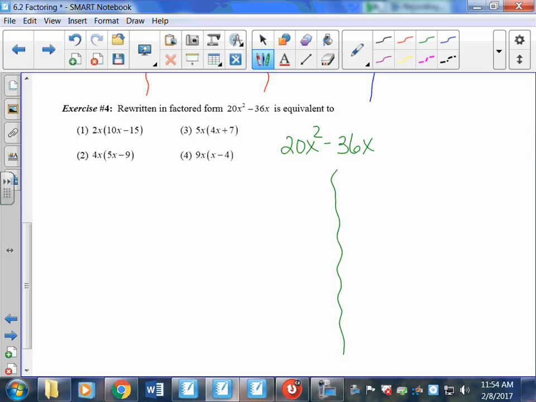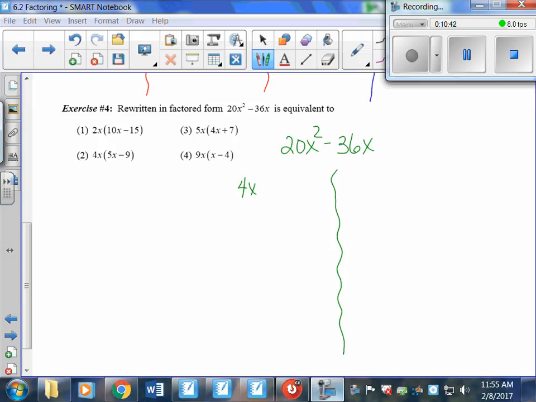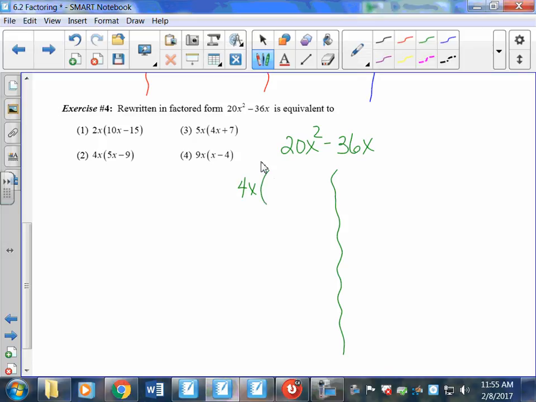So if we take out that 4 and the x, so taking out the 4x, let's see, what else do we have? So if we divide each of these by 4, what are we left with? We're left with 5x minus 9. So there's our answer, and here it is right here at number 2.